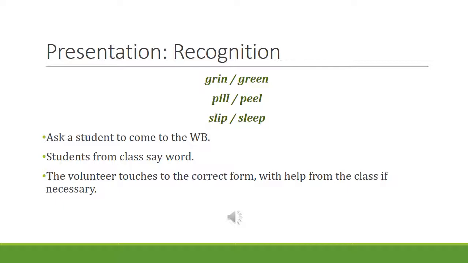If you are pressed for time, you could simply point to the word yourself and then call on students to pronounce it.